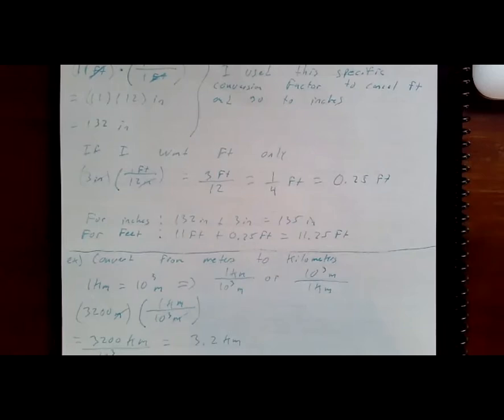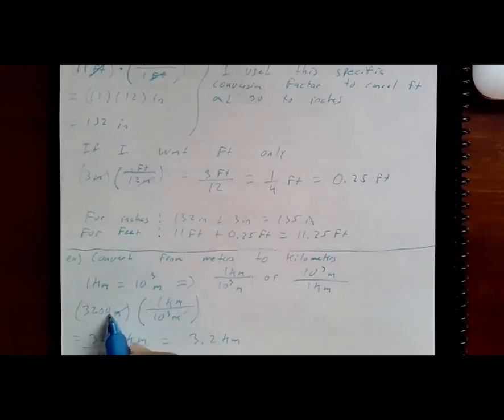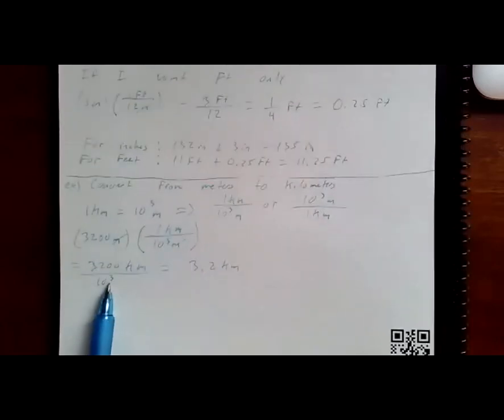Because remember, since these are SI units, you can simply take that decimal and move it over 1, 2, 3. We don't have to really do much. That's what the 10 cubed does to you, right? That's why this is easier.